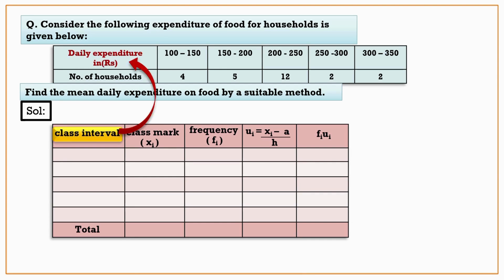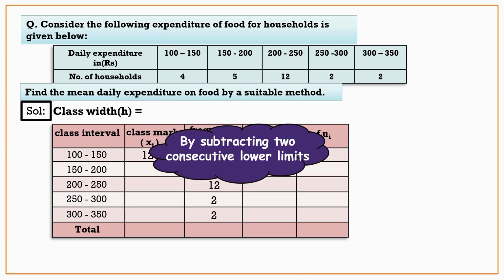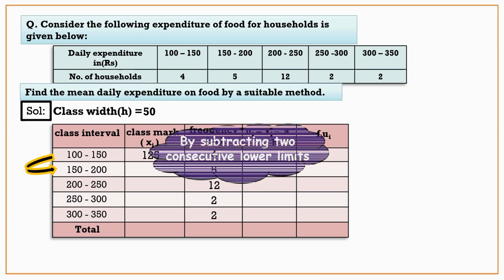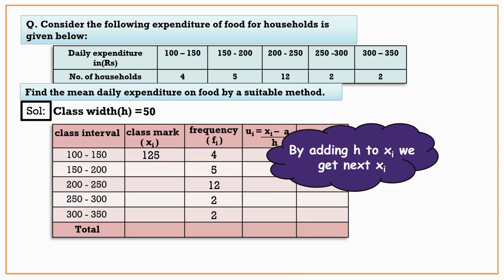Now let's copy the class interval and then the frequency. Now let's find the class mark. Lower limit plus upper limit by 2. Then let's find the class width. So that is subtracting the consecutive lower limits. So class width we found out 50. So now just add h to xi to get the next xi. So let's fill these values of xi just by adding h to it.